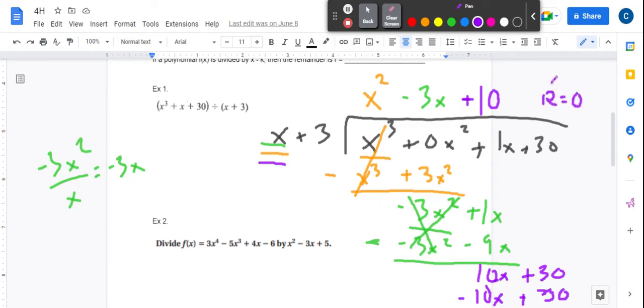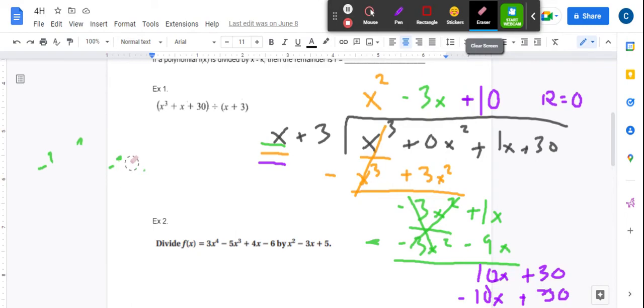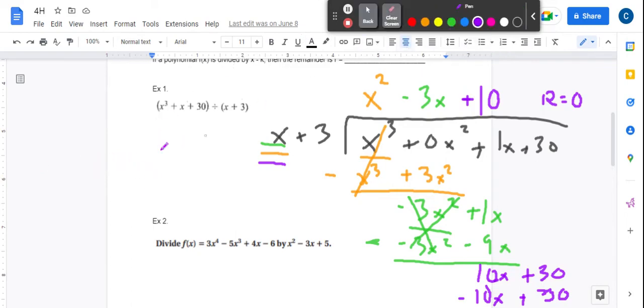So what this means is that x cubed plus x plus 30 divided by x plus 3 is equal to x squared minus 3x plus 10.